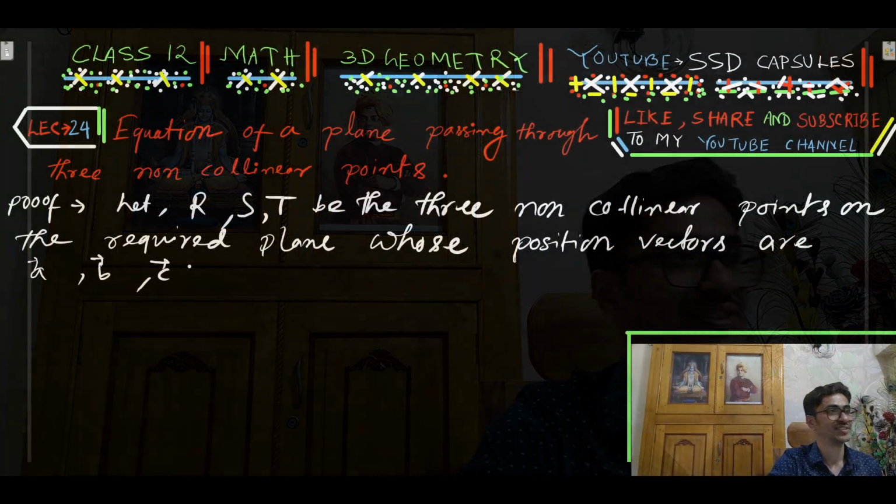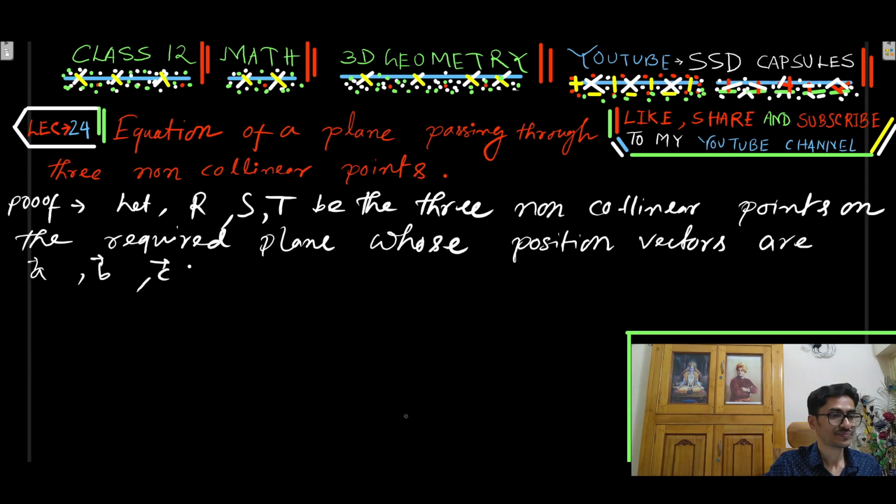You can say here 1 point, here 1 point, here 1 point. They are not collinear, that is, they are non-collinear. So we have to find the equation of a plane passing through 3 non-collinear points. So here R, S, T are non-collinear points. See the diagram first. It's a very interesting theorem.